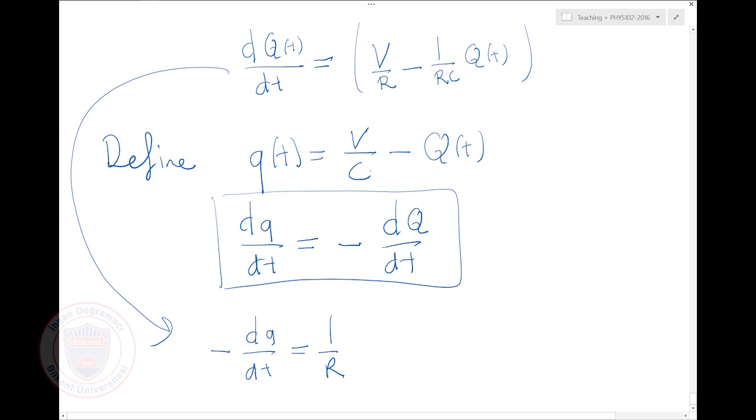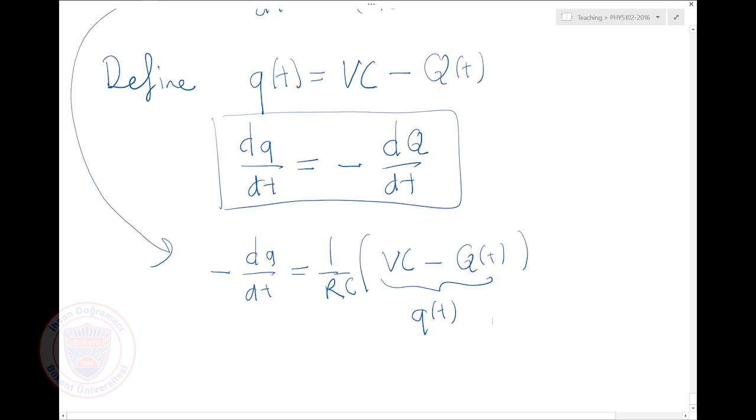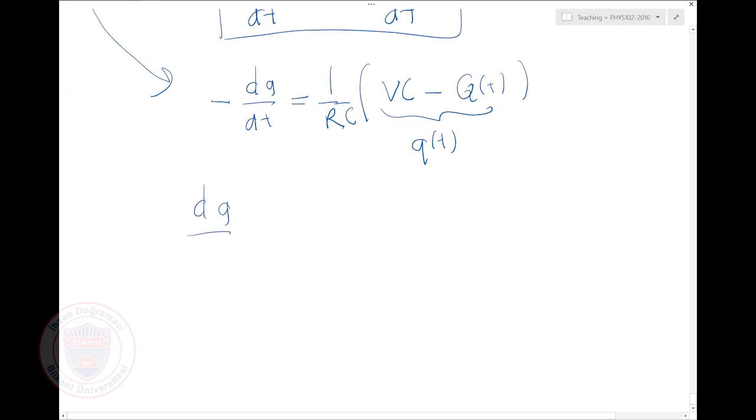I'm sorry, I did something terribly wrong. It should be V times C. Even the units do not match, right? V times C is Q. So this is V times C. So dq dt is 1 over RC times VC minus Q of t. But that's exactly what I called small q. Or in other words, dq dt is minus 1 over RC q of t.